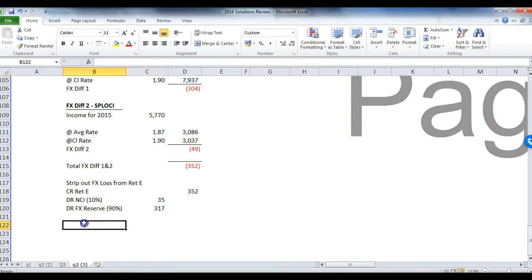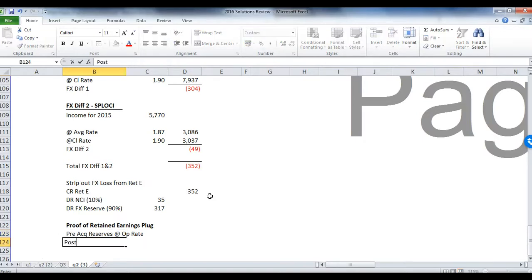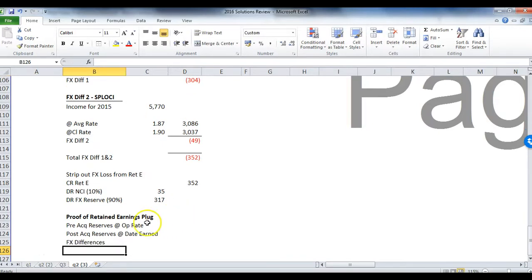The final thing I just want to show you then is how can we prove that that plug figure is correct. So proof of retained earnings plug. Now this is not required, but again it's for you to understand. What did I say the retained earnings plug figure is made up of? It's made up of pre-acquisition reserves at the opening rate, i.e. the rate at the date of transaction. It's post-acquisition reserves at date earned, so you translate at the date earned, and it's made up of FX differences. That's essentially what that plug figure is made up of.